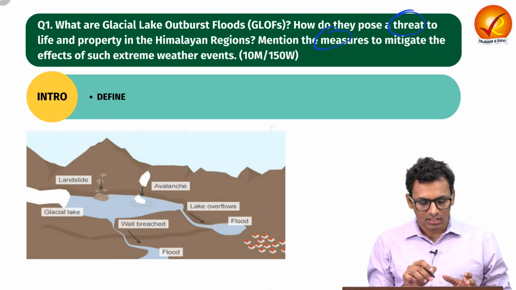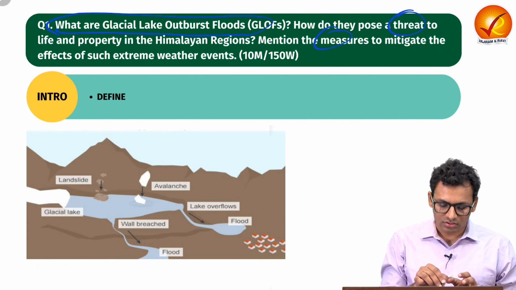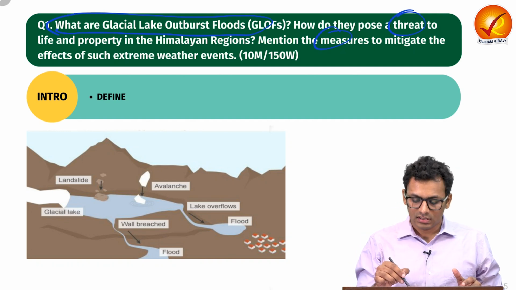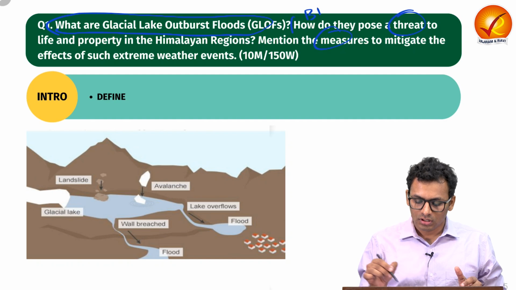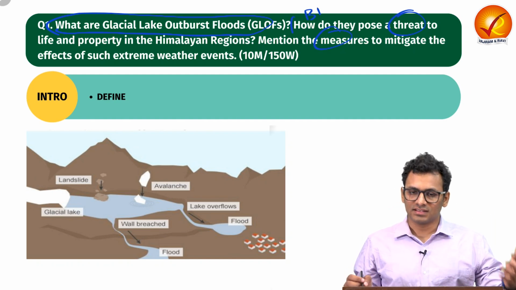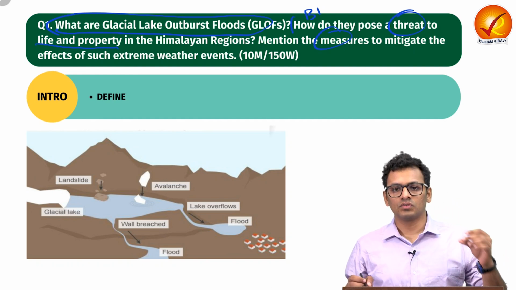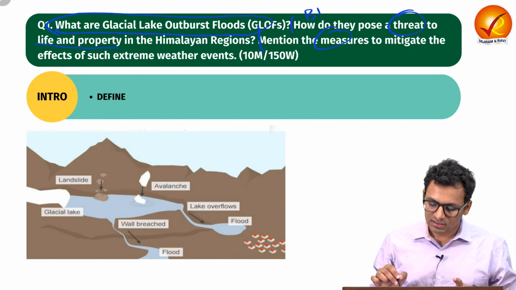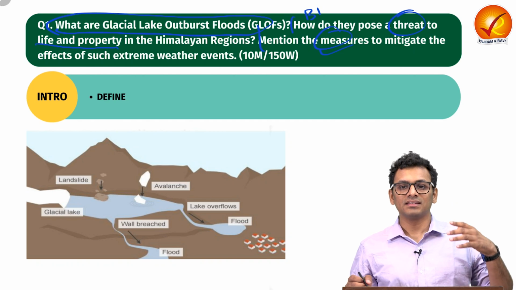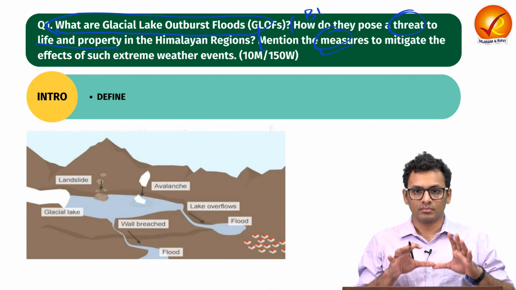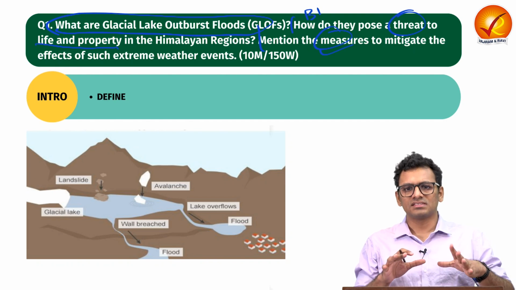In this question, in the introduction, you have the option to define what are glacial lake outburst floods. In the body, you can talk about what kind of threat they pose with respect to life and property, specifically to the Himalayan region. And lastly, we will talk about the measures to mitigate the effects of such extreme events. So that's it for question number 1, understanding it. Let us see the introduction.